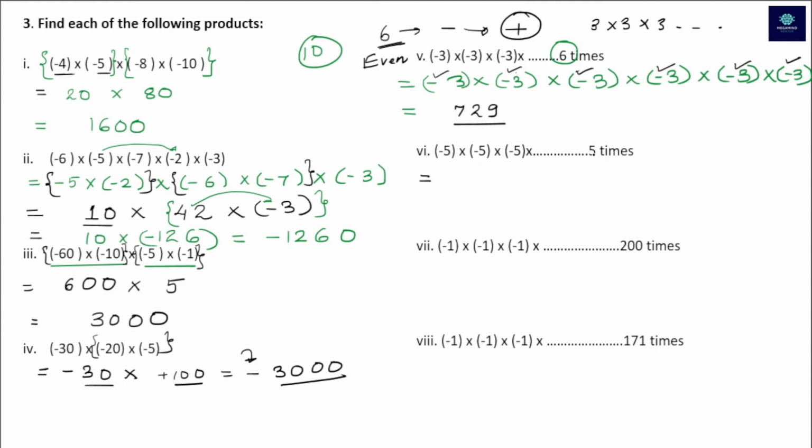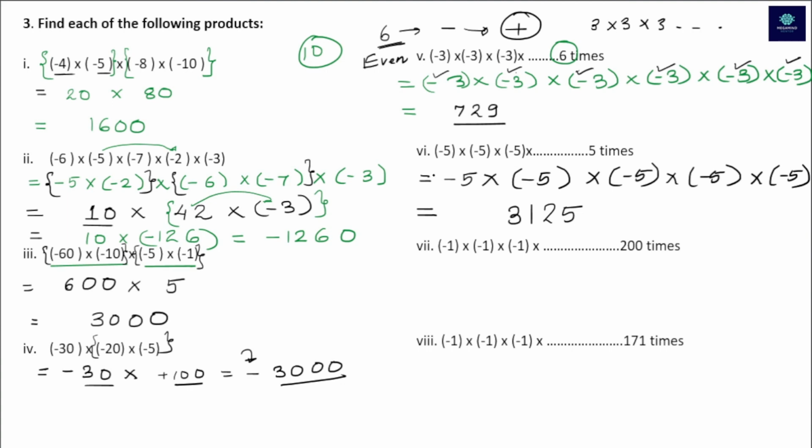Likewise, minus 5 is to be multiplied 5 times here. So minus 5 is getting multiplied 5 times. So first multiply the number. It means just take 5 from here. So 5 into 5 into 5 into 5 will give you 3125. And now count how many negative signs do you have.